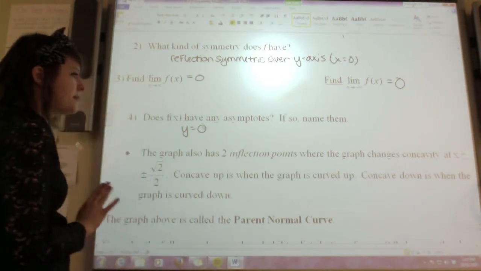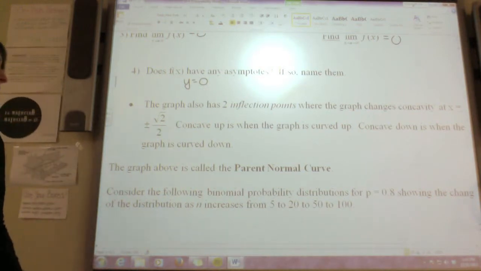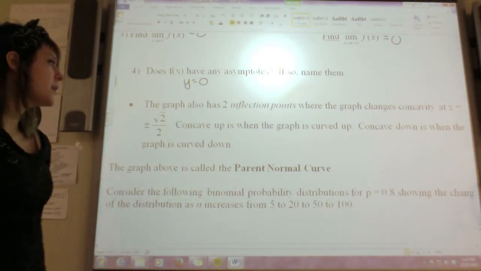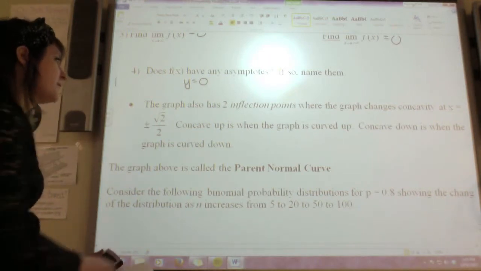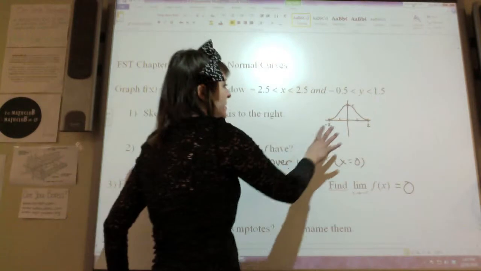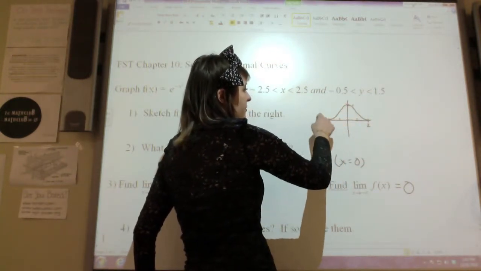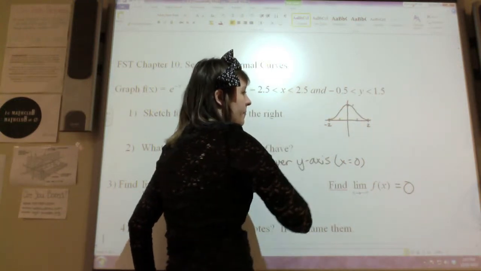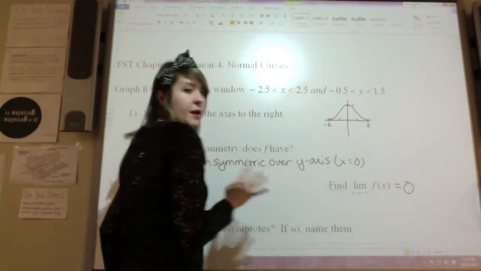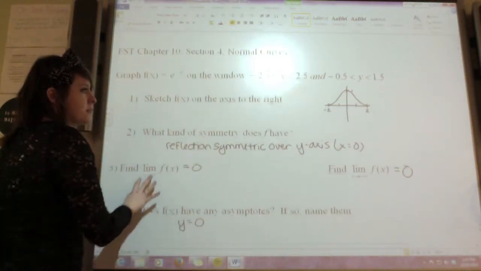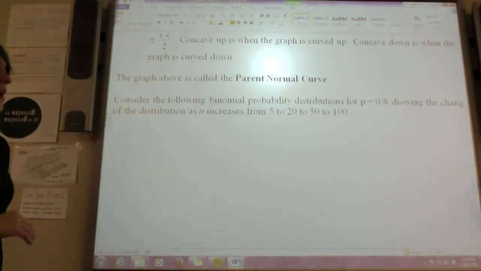The graph also has two inflection points where the graph changes concavity at x equals plus or minus square root 2 over 2. Concave up is when the graph is curved upward. Concave down is when the graph is curved down. So these points of inflection are basically where I'm changing from going down to this scoopy going kind of up. So maybe right here and right here, those would be your inflection points where your graph is changing concavity. The graph above is called the parent normal curve.